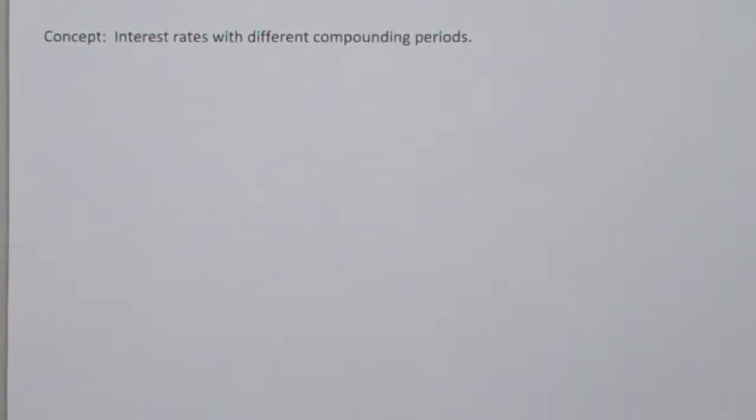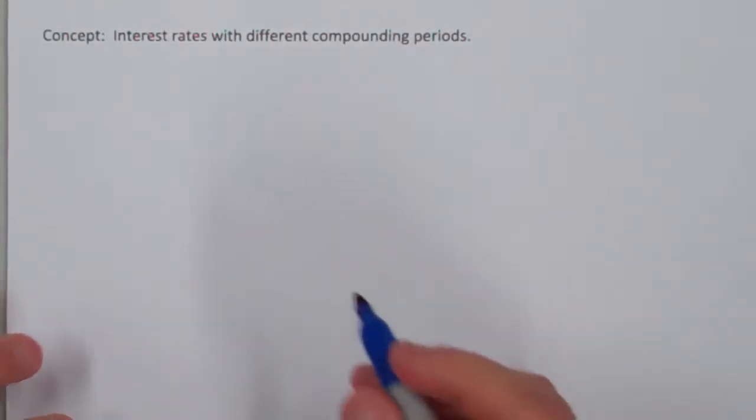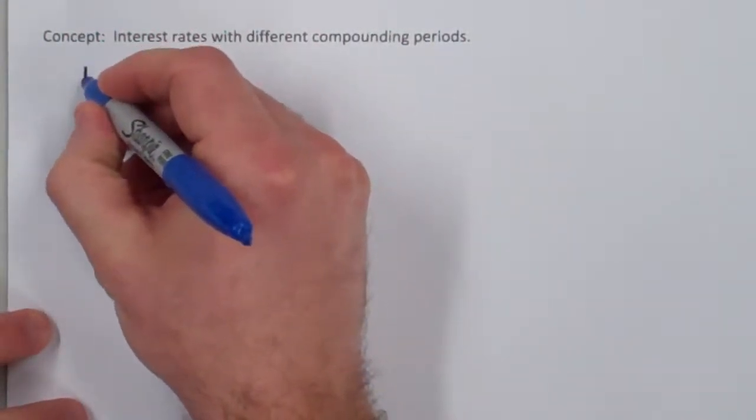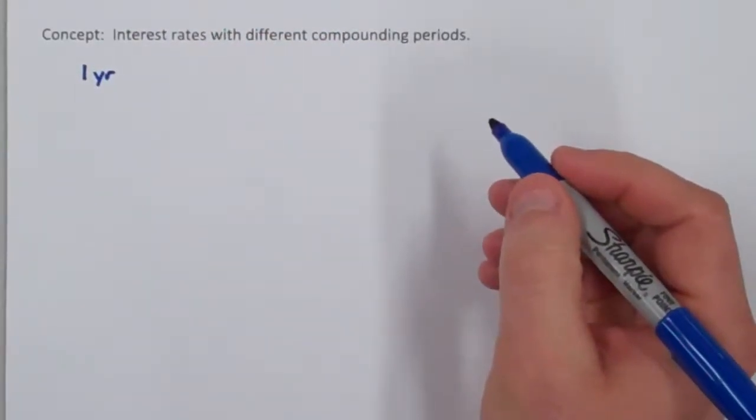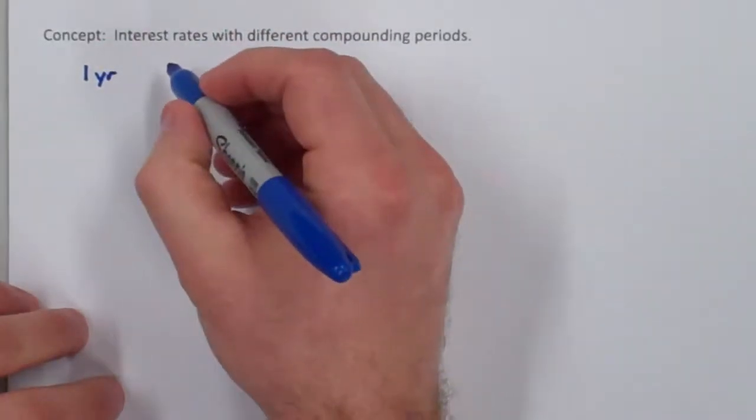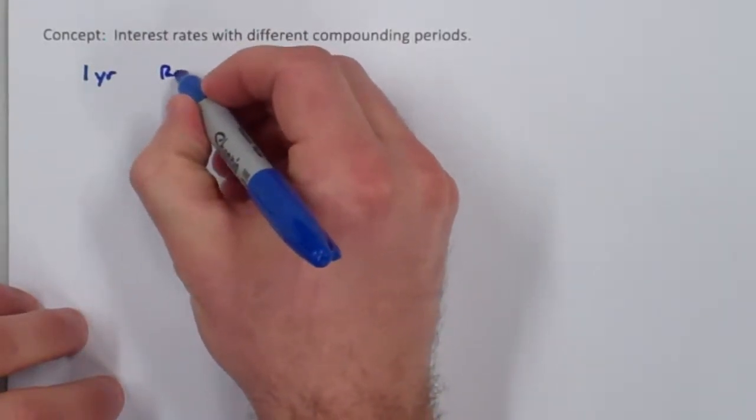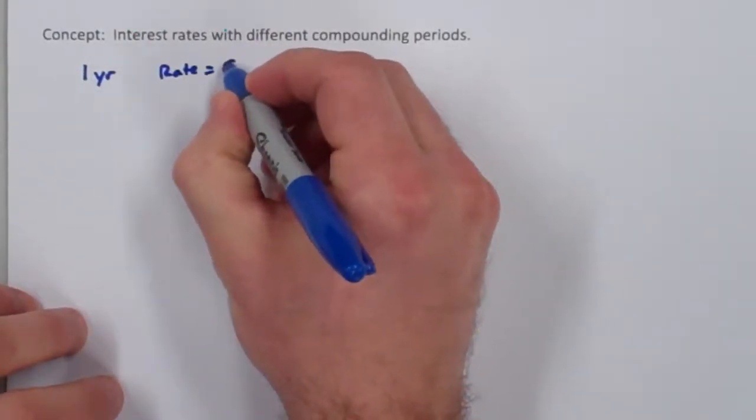In this video, we're going to be discussing interest rates with different compounding periods. And to start that off, I'm just going to give you an example. Let's say that you had a loan that was maybe just 1 year in length, and maybe you had an interest rate at 8%.